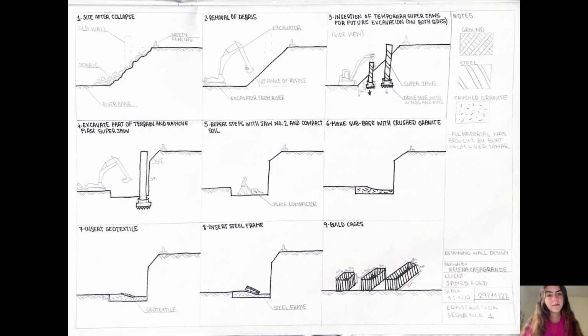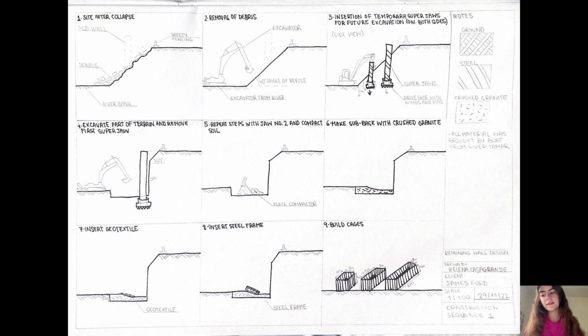So for the first part of our construction sequence, firstly, we're going to analyze the site after the collapse and start the removal of debris using an excavator that is going to be brought by a ship from the river. Then there's the insertion of temporary super jaws, which are one of the only mechanisms which can break through rock soil, and they're going to be used for future excavation on both sides of the broken wall.